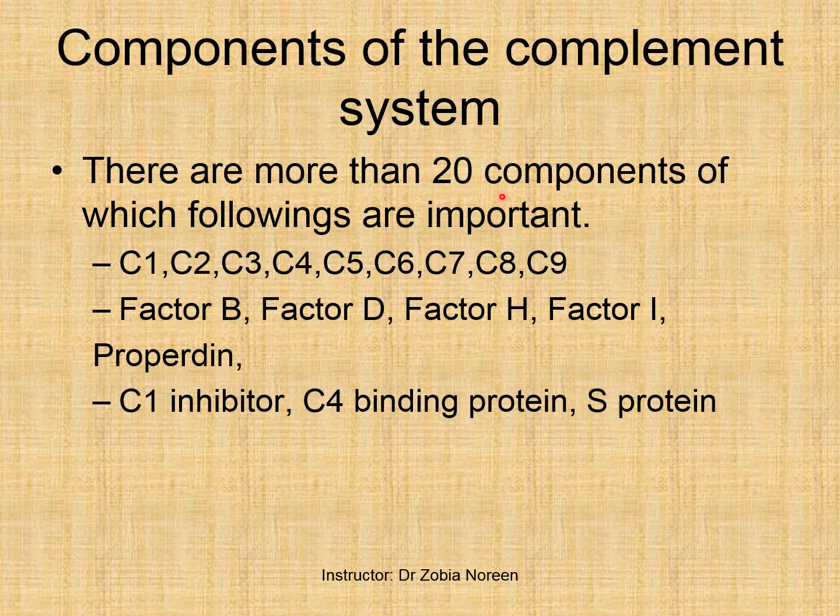So there are about 20 components of the complement system which are named C1 through C9. They are not named in the order they are synthesized, but in the order they were discovered. And factor B, D, H, I, and properdin, and C1 inhibitor, C4 binding protein, and S protein. So most of these components are proenzymes which must be cleaved to form active enzymes. So let's see how this series of components are activated.